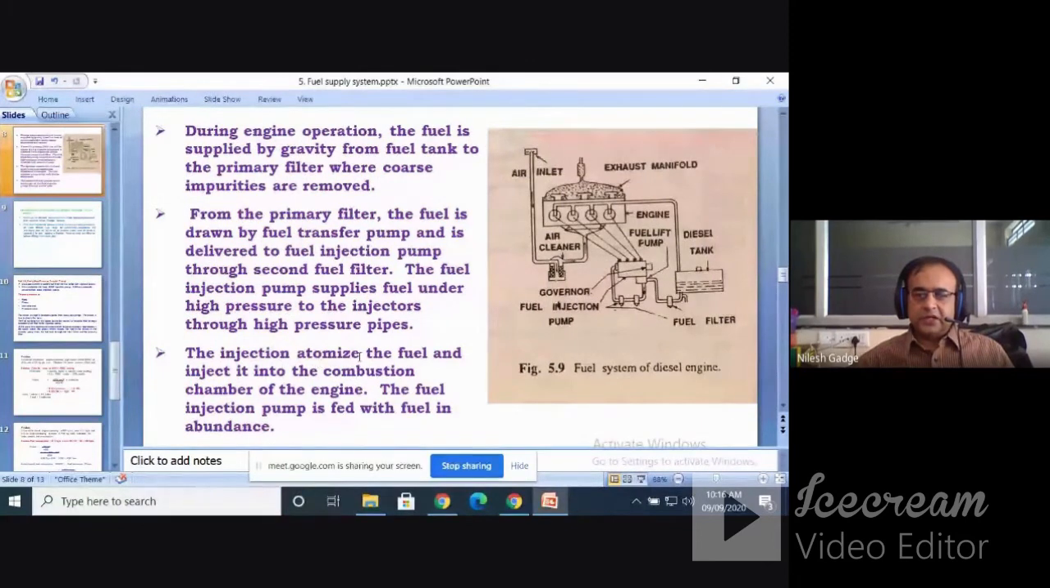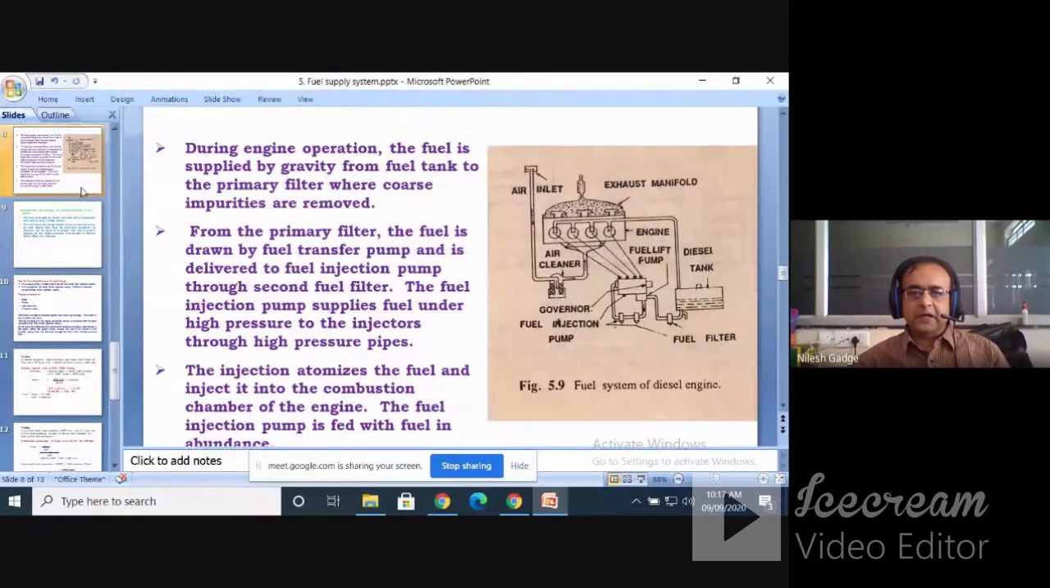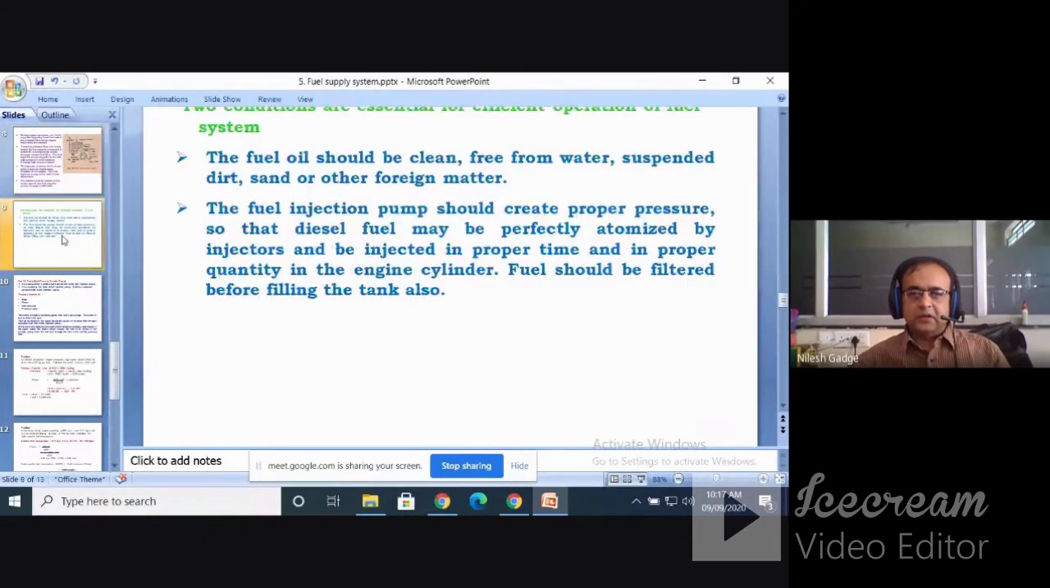The fuel injector atomizes the fuel and injects it into the combustion chamber. Combustion chamber is nothing but the cylinder of the engine. The fuel injection pump is fed with the fuel in abundance. So this is the description of the fuel supply system, and you have to draw the figure and write down all these things.